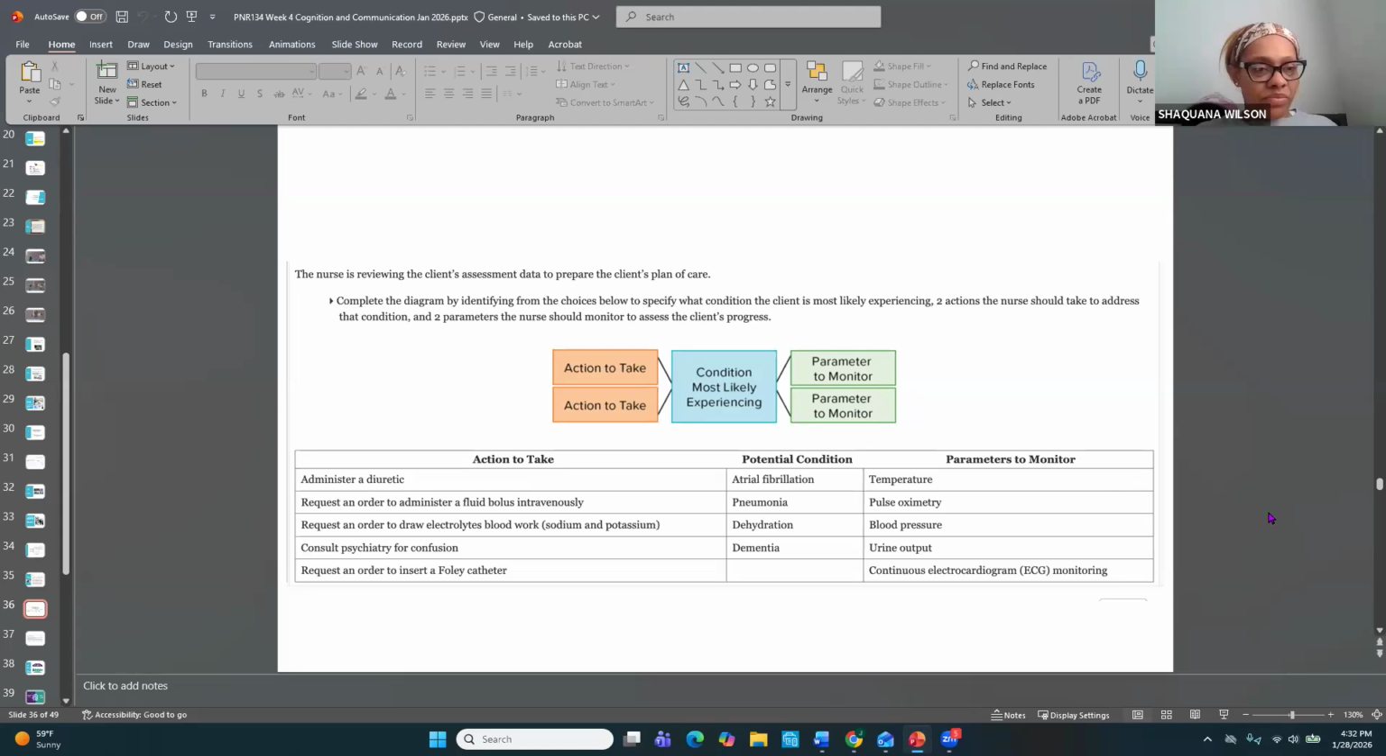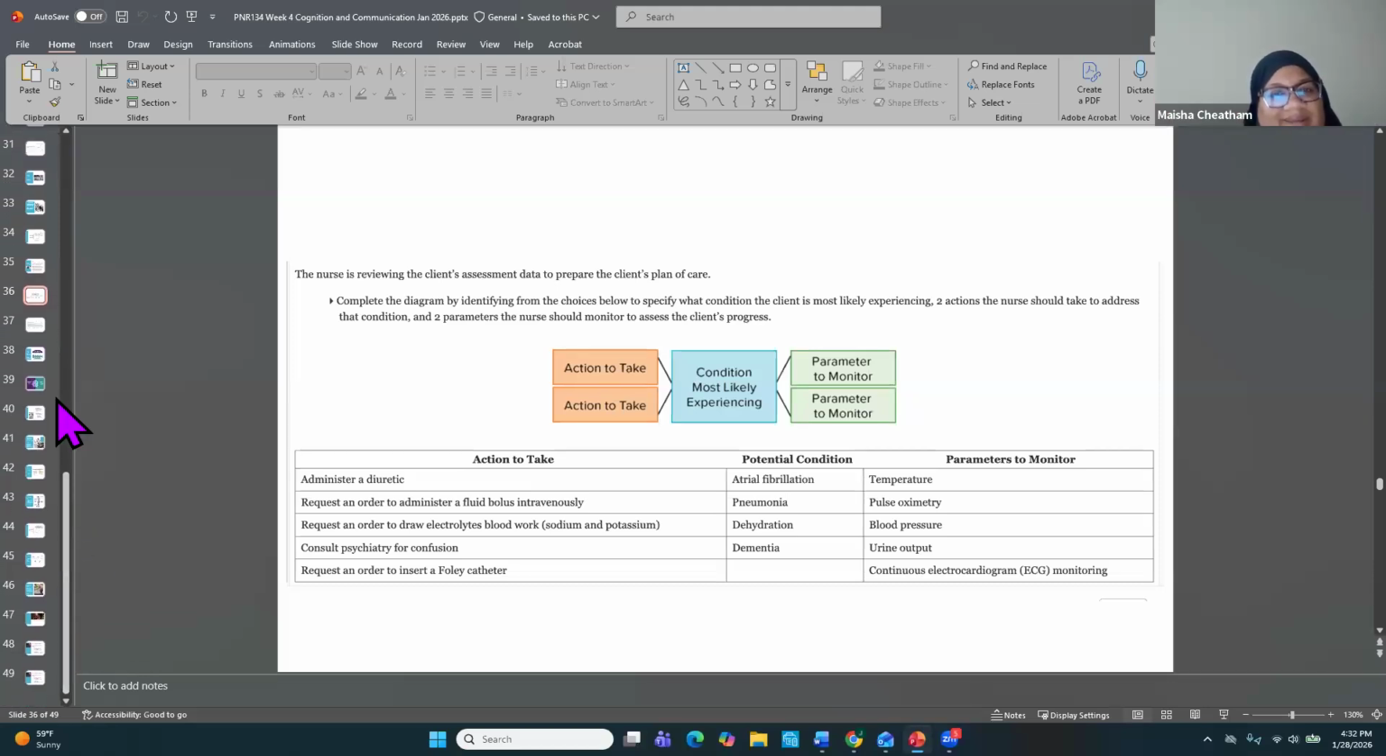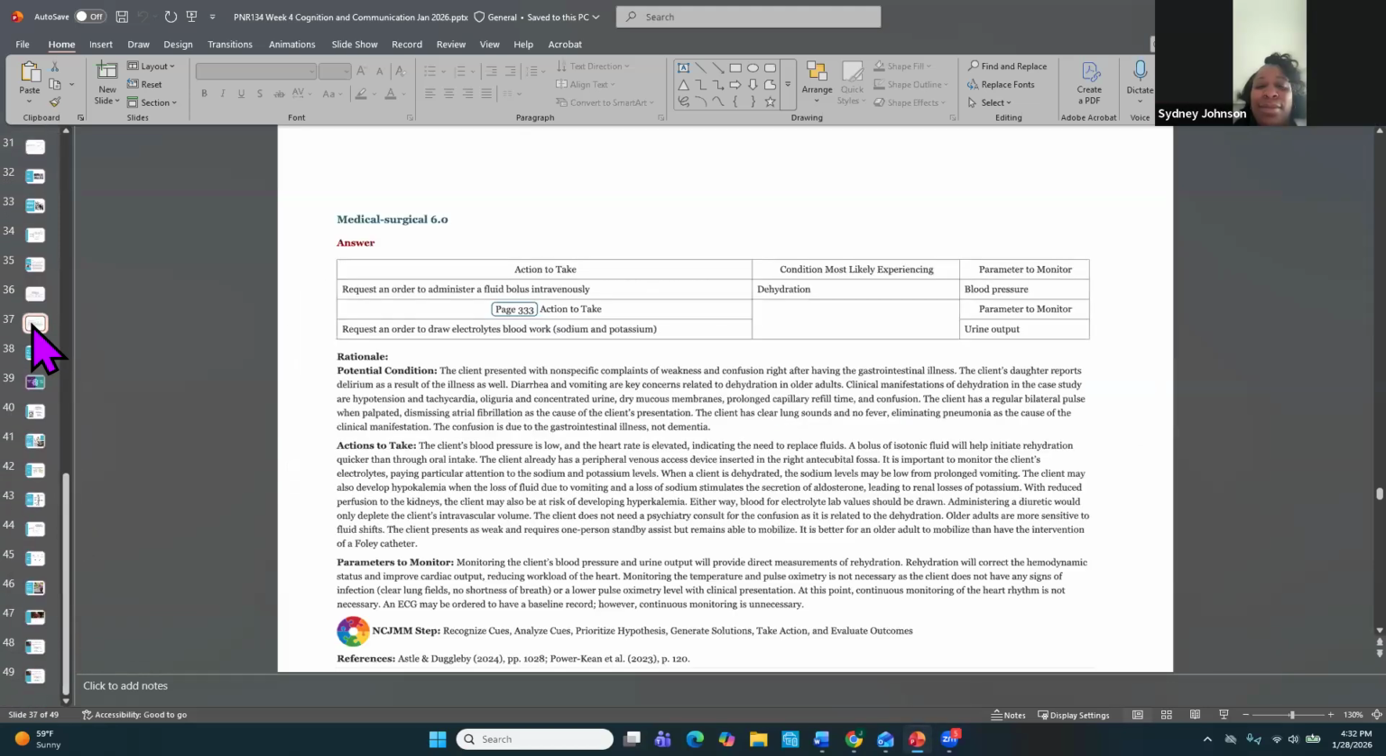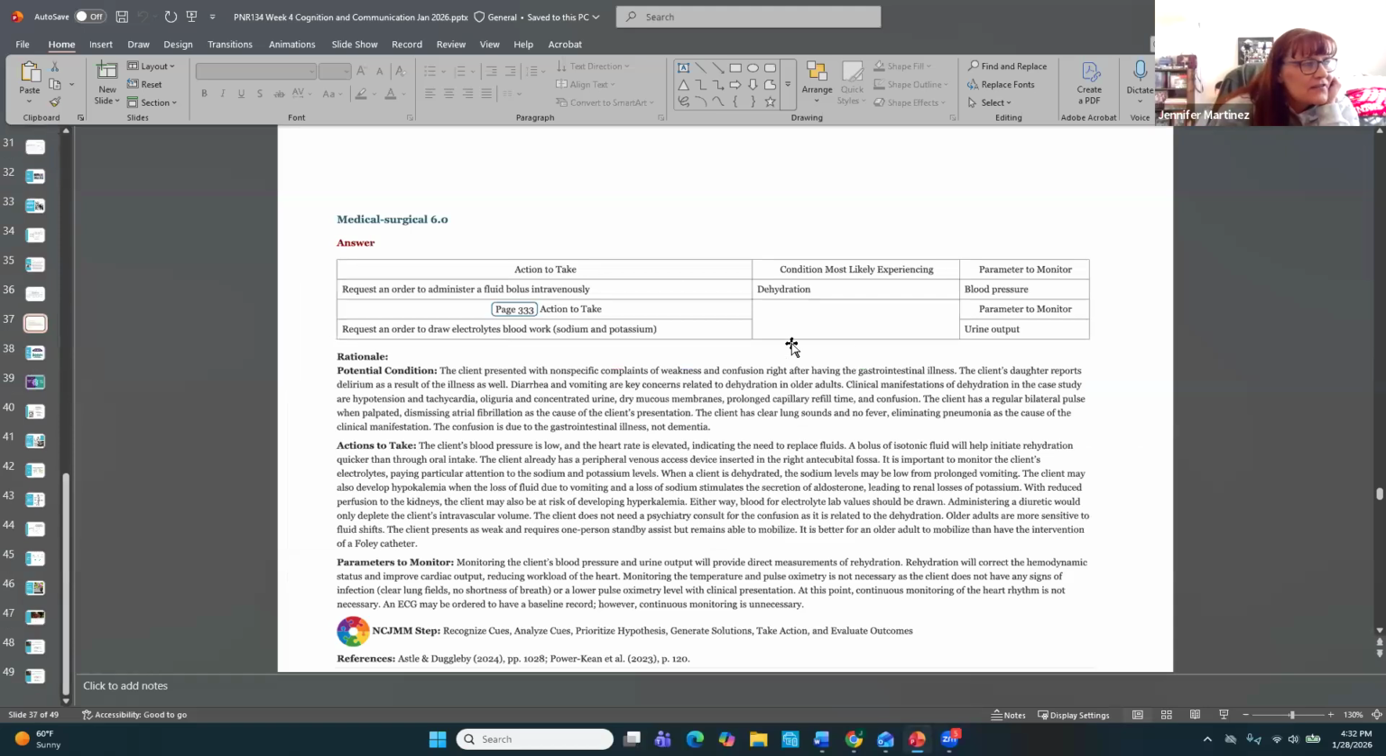All right, let's see. I'm ready. So the actions: we're going to do an IV fluid bolus, and we're going to draw those electrolytes. Dehydration is the most likely condition. And we monitor blood pressure and urine output. Yep. Good job.